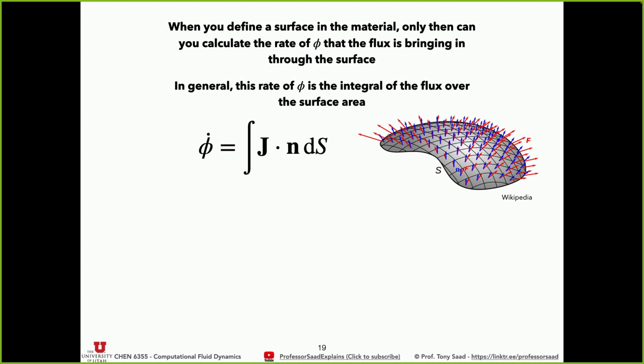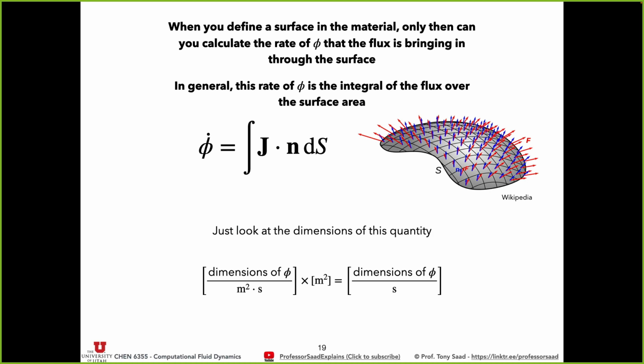Okay, so let me demonstrate to you that this actually has units of phi per second. J has dimensions of phi per meter squared dot second. Dimensions of phi, like mass. Well, this is technically wrong. It should be dimensions of the surrogate for phi, so mass or momentum, right? So this would be kilogram per meter dot second, let's say, for J, times meter squared, which is the area. So that gives you dimensions of phi per second.